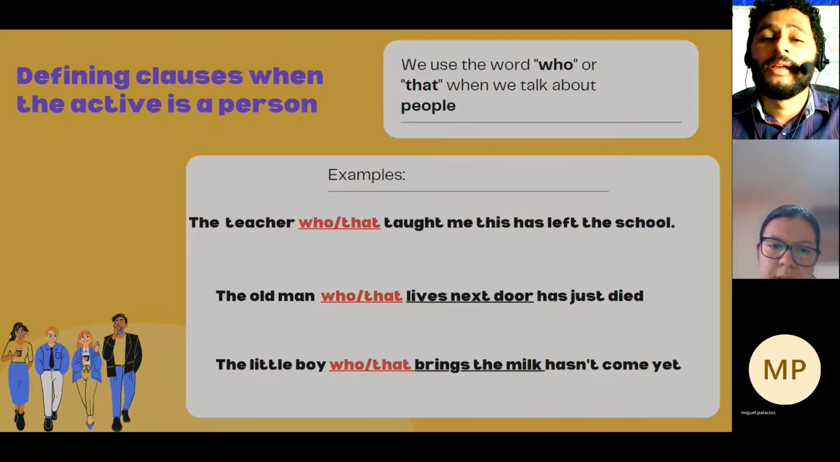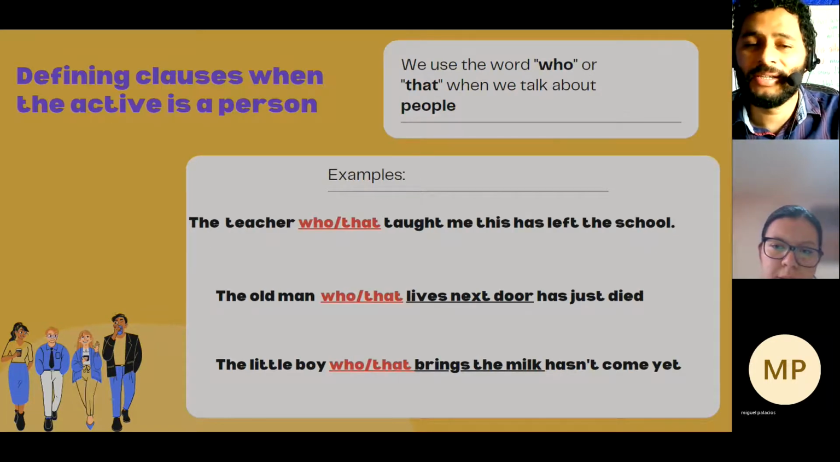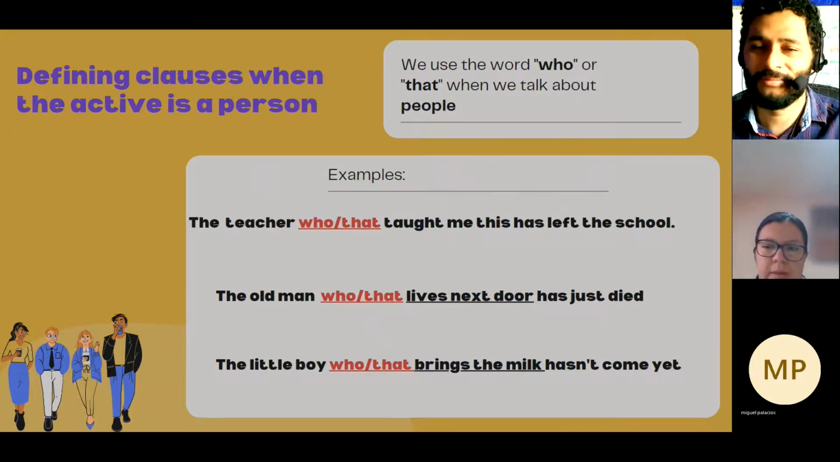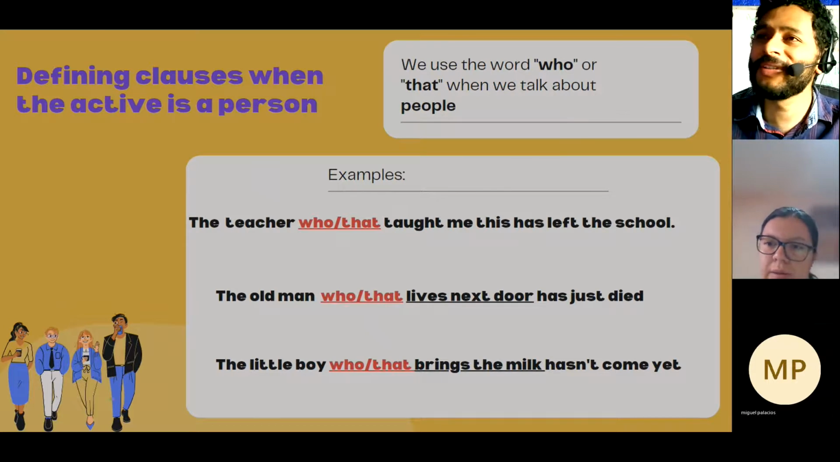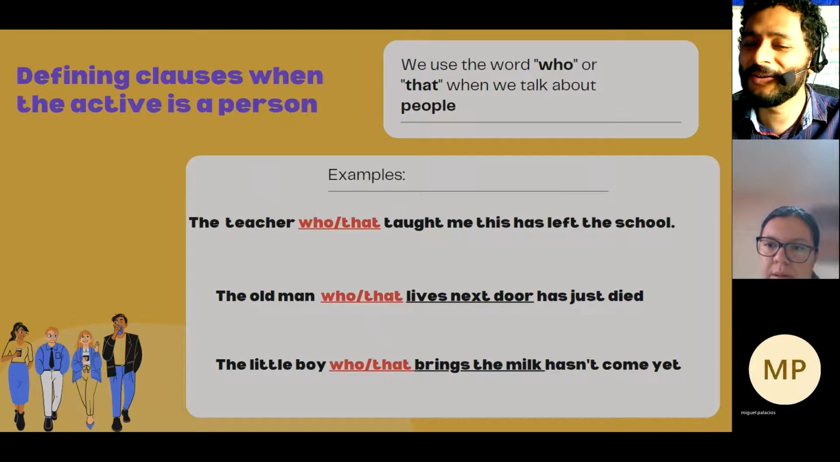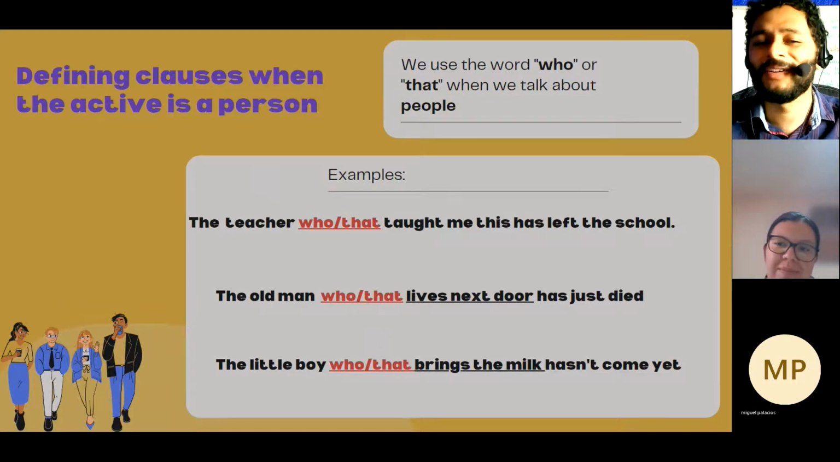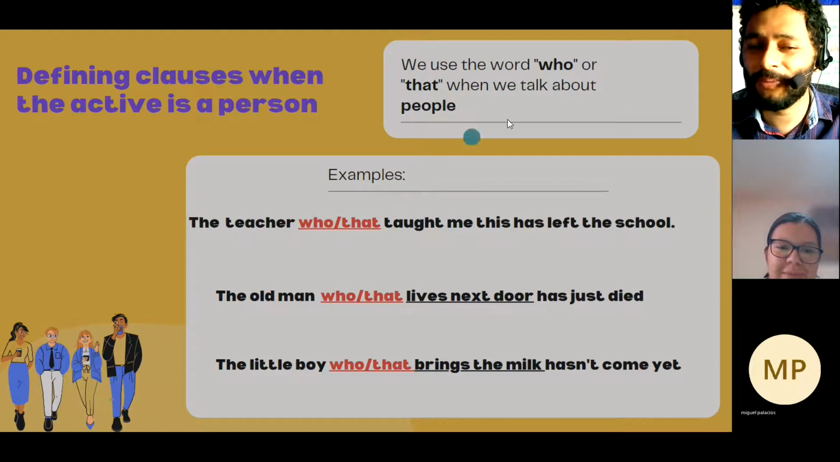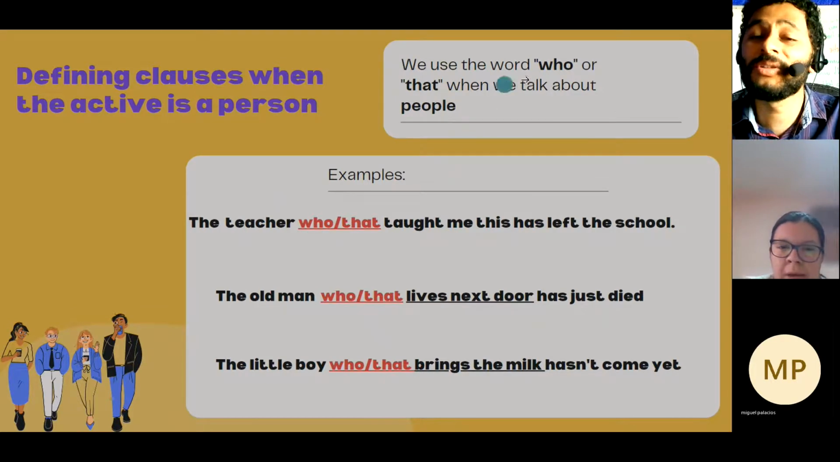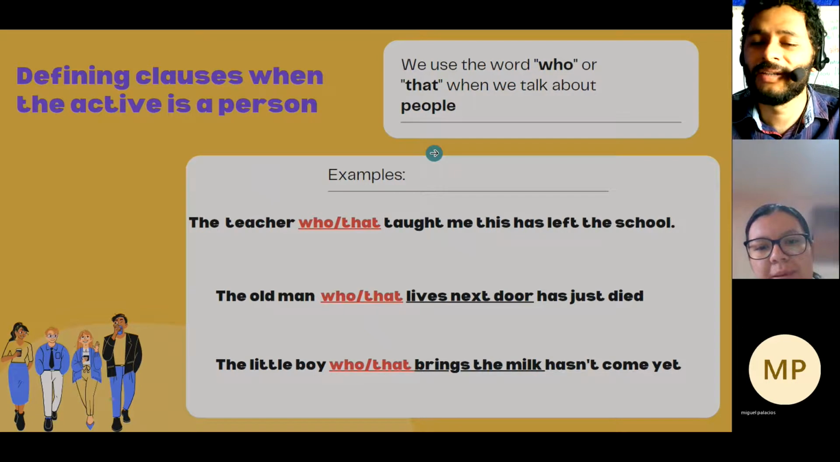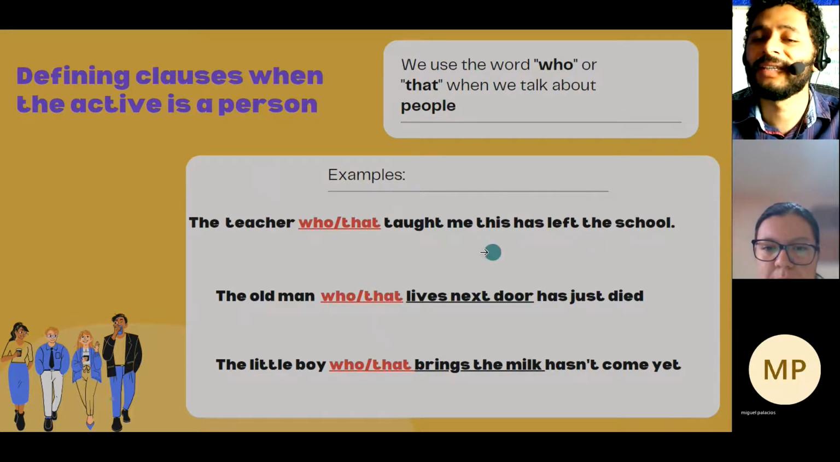Now, so when the subject is a person or persons, people, right? Did you know that the word persons is correct? I didn't know that, you know? If you say persons, it sounds weird, but it's correct. I mean, that word exists. Okay. So if your subject is people, we use the word who or that, to make the sentence longer. So for example, you can say something like, the teacher who taught me this has left the school.